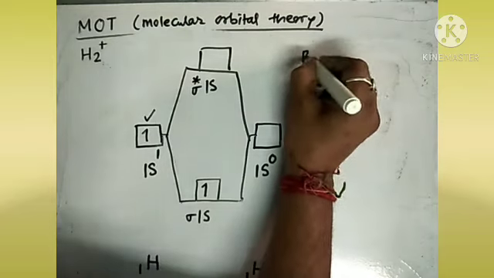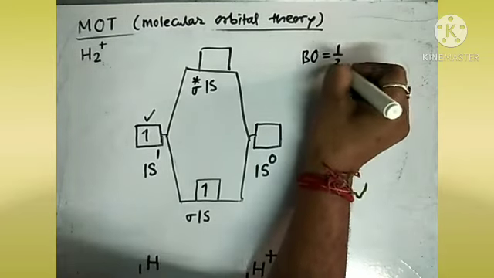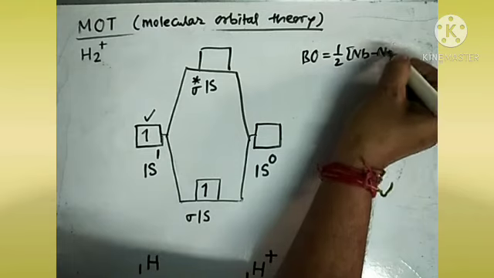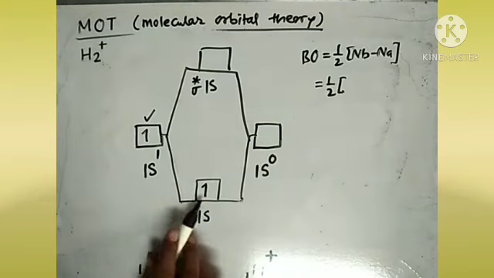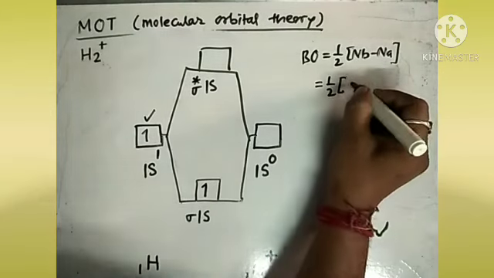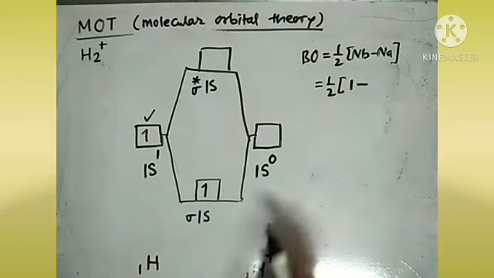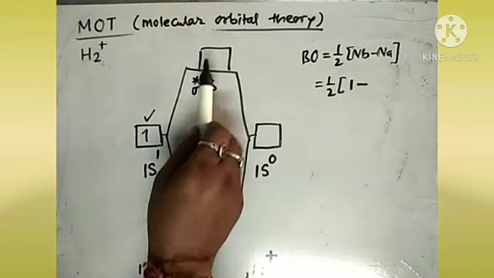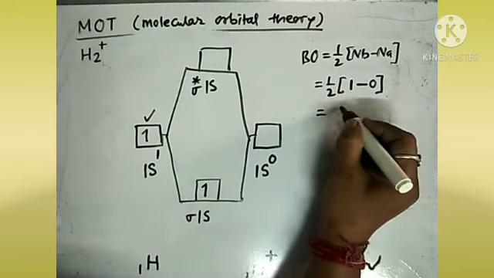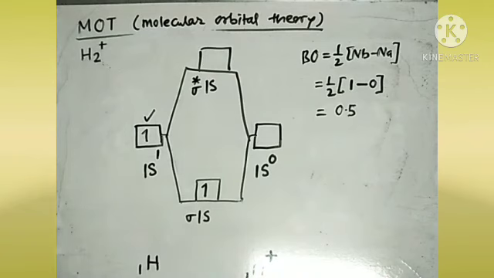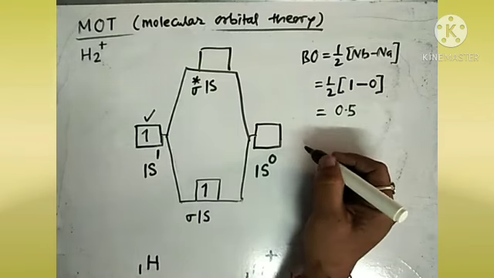So what will be the bond order here? The bond order will be 1 by 2 times (Nb minus Na). So it's 1 by 2. What is Nb? The number of electrons is 1 here. So 1 minus Na, the number of electrons in anti-bonding, there is nothing, so it will be 0. So obviously it will be 0.5. Do you think this species can exist? Yes, it can.